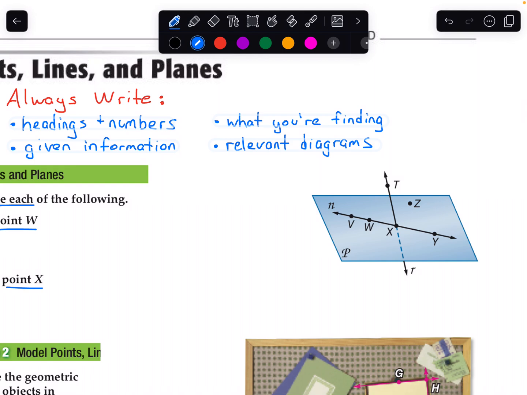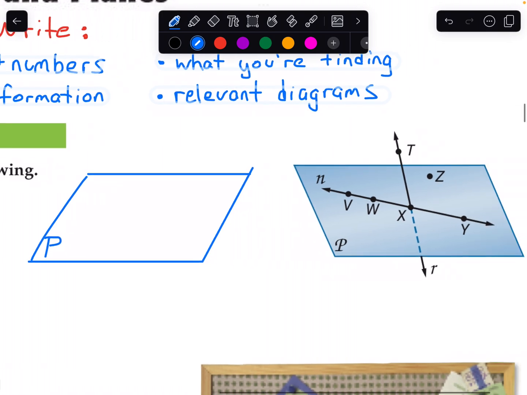When copying the geometric diagram, go big picture first. So we have a plane, and I'm going to skew the plane in the other direction here just because it's easier for me being right-handed. Include that that is labeled plane P. We have a line going across at sort of a slanted angle there. That's line N. It has a point V, point W, point X, and over here is a point Y.